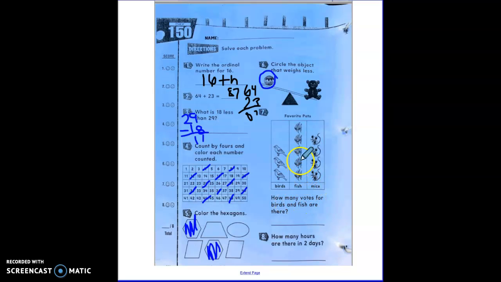How many votes for birds and fish are there? So fish, there's 1, 2, 3, 4, 5. Birds, there's 1, 2, 3. We have to add those together. You should have 8 votes. Do not forget your units.